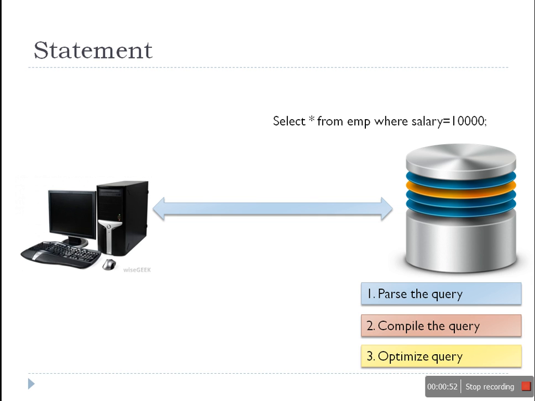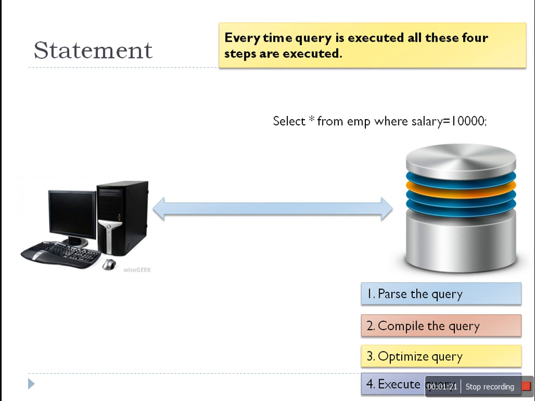Now, which expression is more optimized? That optimization step will be performed on those generated expressions, and the most optimized expression will be selected, and using that expression the query will be executed. Now let's say the user wants to insert 10 records. For every record these four steps have to be executed. Every time a query is sent, these four steps will be executed.